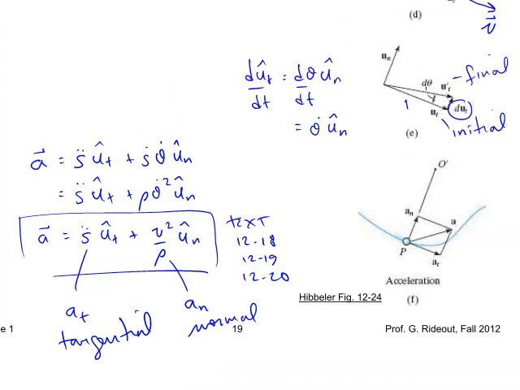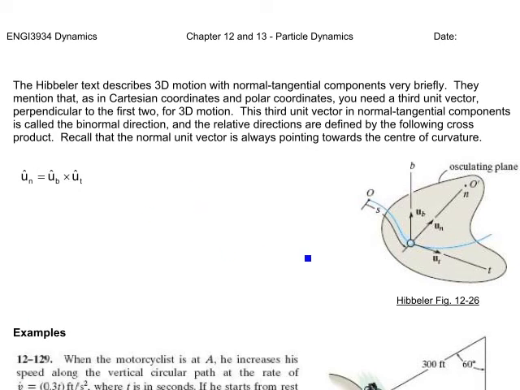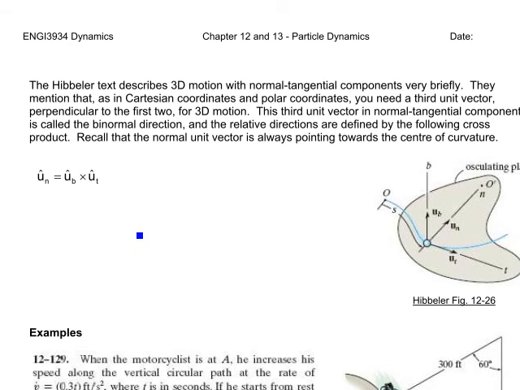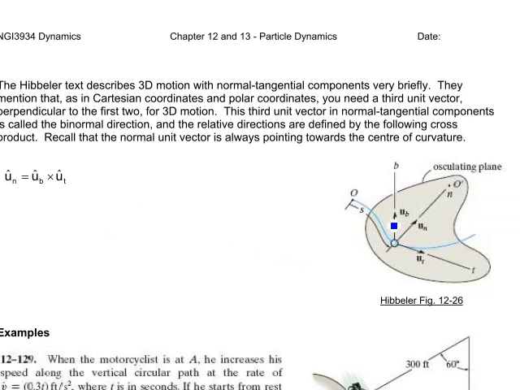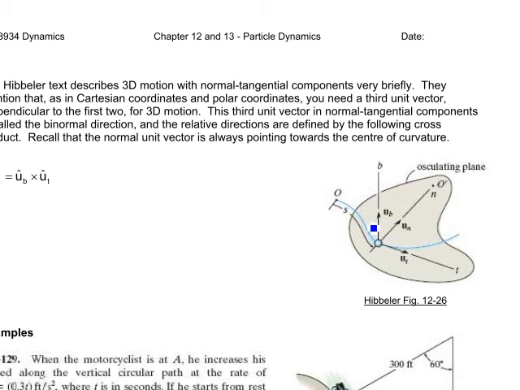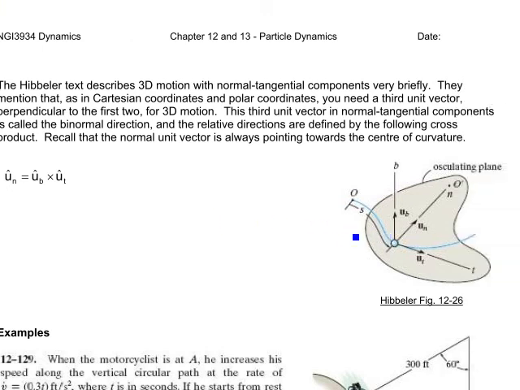Now every now and then we have a third dimension involved, as we did for cylindrical coordinates when we did polar. If you have a third dimension, sometimes you want to define that third unit vector. And the way the Hibbeler text sets it up is it defines a ub vector, which it calls the binormal vector. And the direction of that is such that the cross product ub cross ut should give you un. Okay? So you don't see that very often, but if you want that third dimension, a good consistent way of setting up the right-handed coordinate set is to have binormal crossed with tangential equals normal.